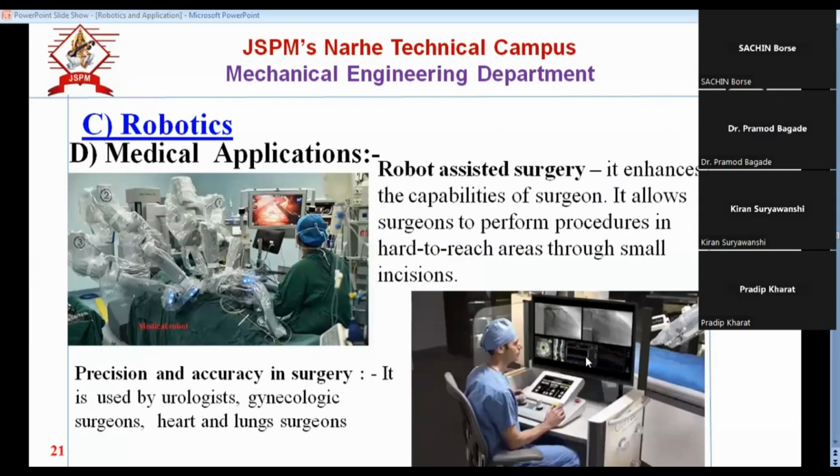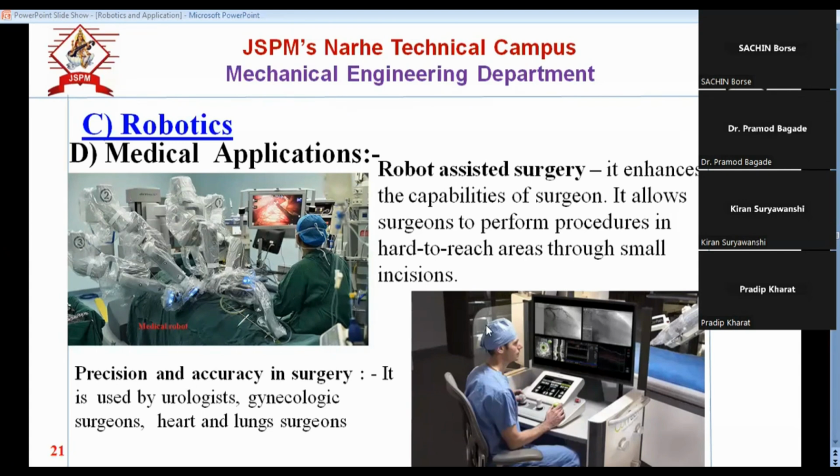Now comes a very interesting field, the medical field. In the medical field, robots are actively used nowadays. There is a topic called robot assisted surgery, which is actively performed nowadays. In robot assisted surgery, we can subclassify the robots into two categories: autonomous robots, which take their own decisions based on learning, and non-autonomous robots. These are the non-autonomous robots which are used for surgery.